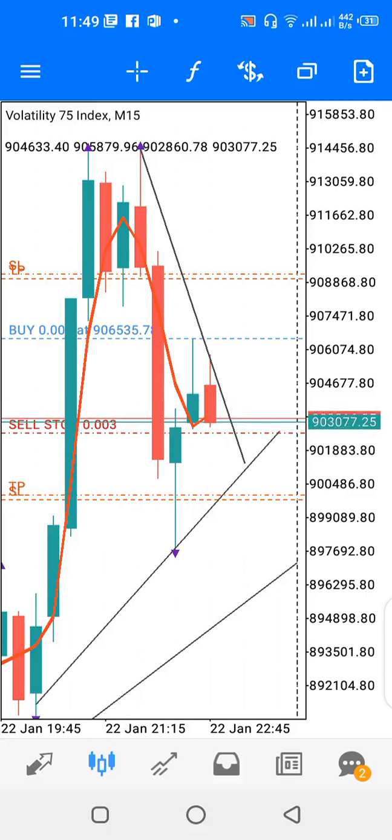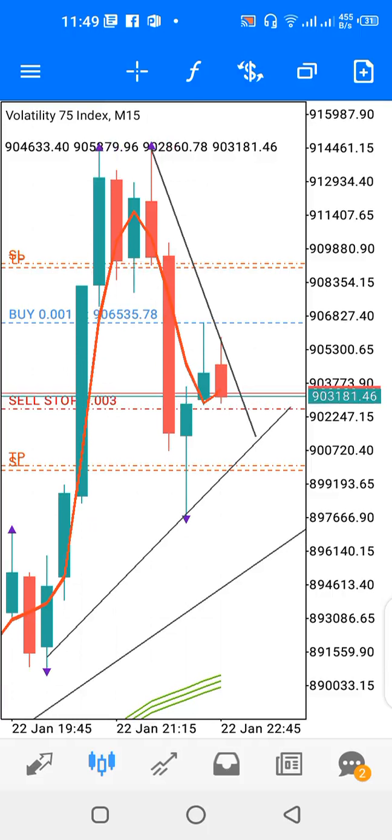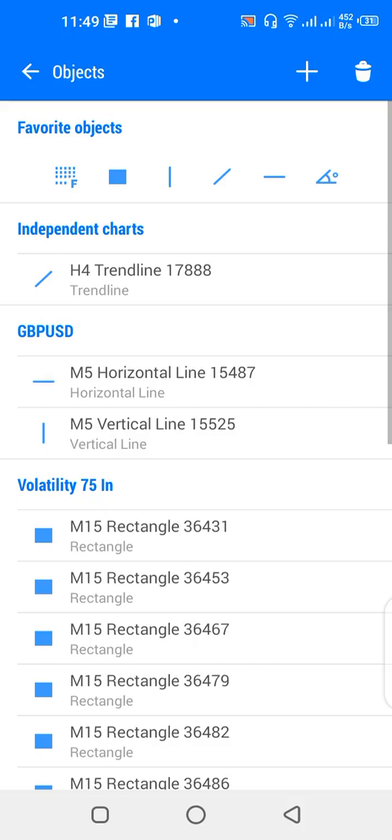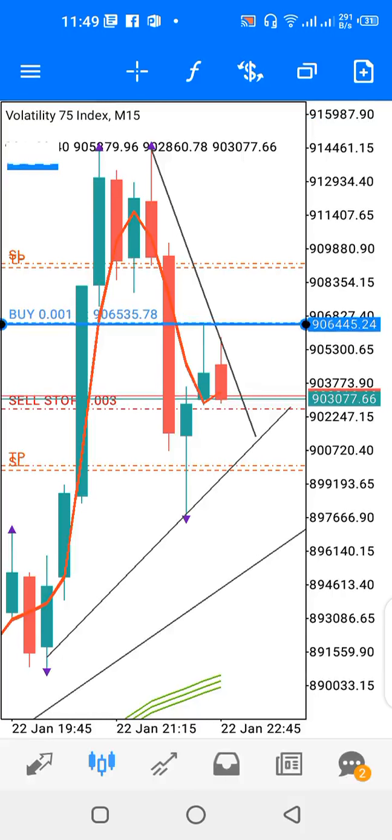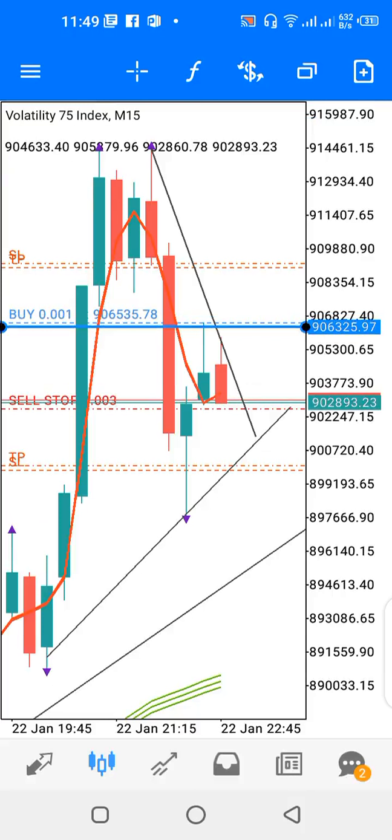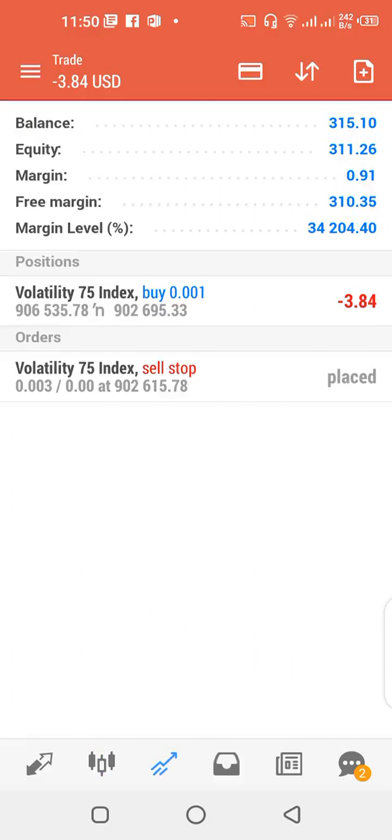Okay, now price is trying to trigger the sell stop. If the sell stop gets triggered, I'm going to place a buy stop somewhere a little bit below this point. Okay, placing my buy stop there. Let's see what happens. Is my sell stop going to get triggered? If it gets triggered, then I'll be looking for break even. I'll be setting the buy stop.